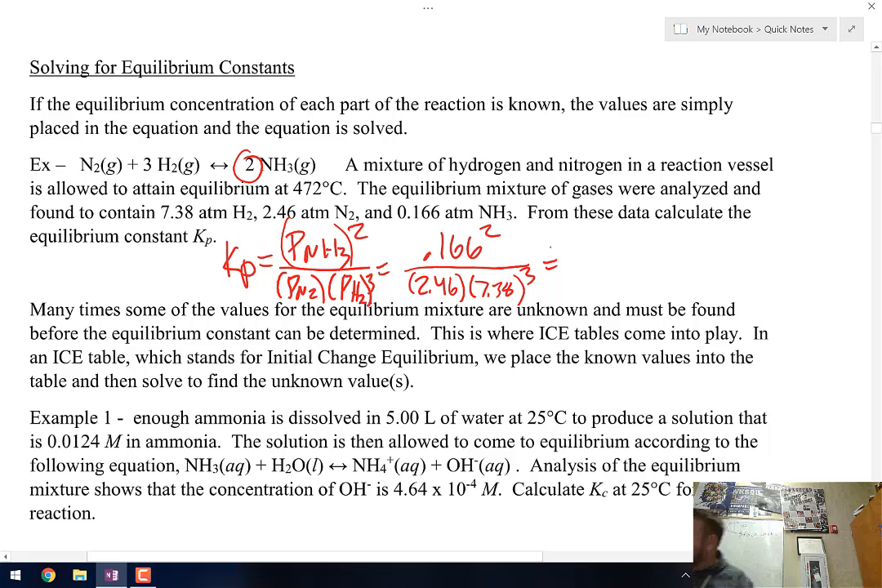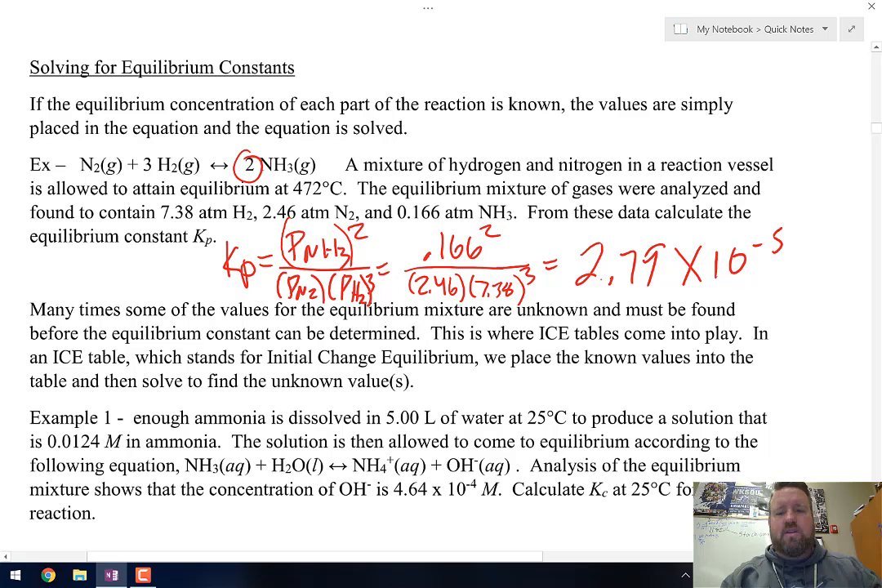So now we get our calculator, and we take 0.166 squared divided by 2.46 divided by 7.38 to the third power. Looks like it'd be easier in scientific notation, and I get 2.79 times 10 to the minus fifth as the equilibrium constant.